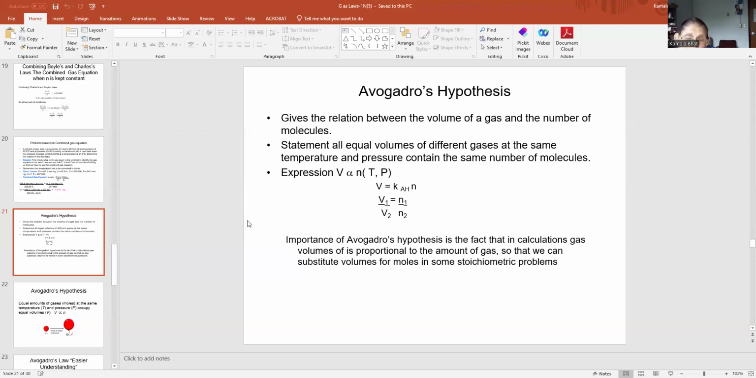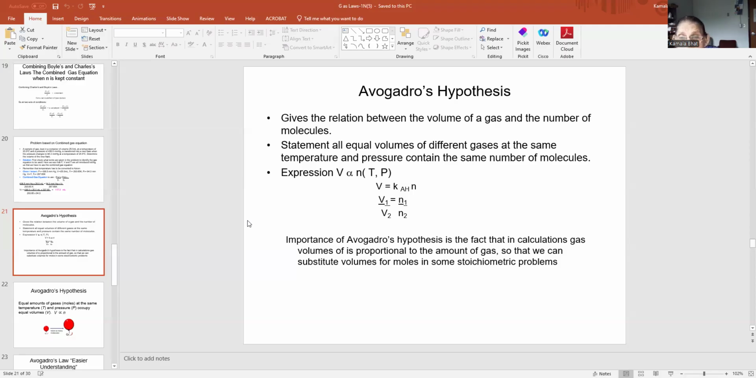Next, Avogadro's hypothesis. Avogadro's hypothesis is one of the most important derivations that was obtained in the 19th century, and it gives the relation between the volume of a gas and the number of molecules when the temperature and pressure are kept constant. The statement is that equal volumes of different gases at the same temperature and pressure contain the same number of molecules. From this, we can write that volume is directly proportional to n when temperature and pressure are kept constant. To remove the proportionality, we put in a constant K_AH, so V equals K_AH times n, from which it follows that V1 over V2 is equal to n1 over n2.